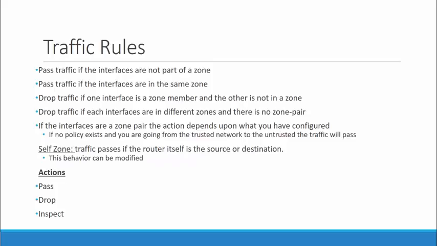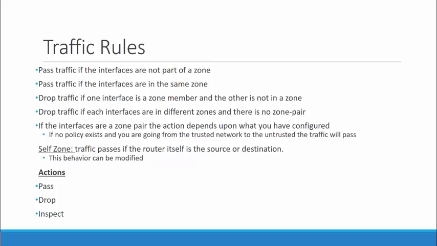Remember, we do a zone pair, we look at traffic flows. So inside the same zone, we don't need to create a zone pair. The traffic will automatically be able to flow amongst the interfaces that are in the same zone.